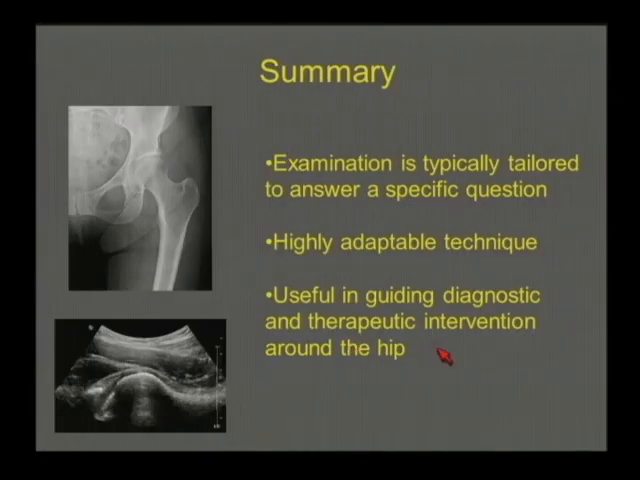All right. So to summarize what we talked about, again, ultrasound is really, in most cases in the hip, tailored to answer specific questions. So typically we're looking at an anterior hip pain, somebody who says that they have a snapping hip that's painful. A specific question like that is usually what we're going for. It's a highly adaptable technique, so useful in multiple diagnostic and therapeutic interventions.